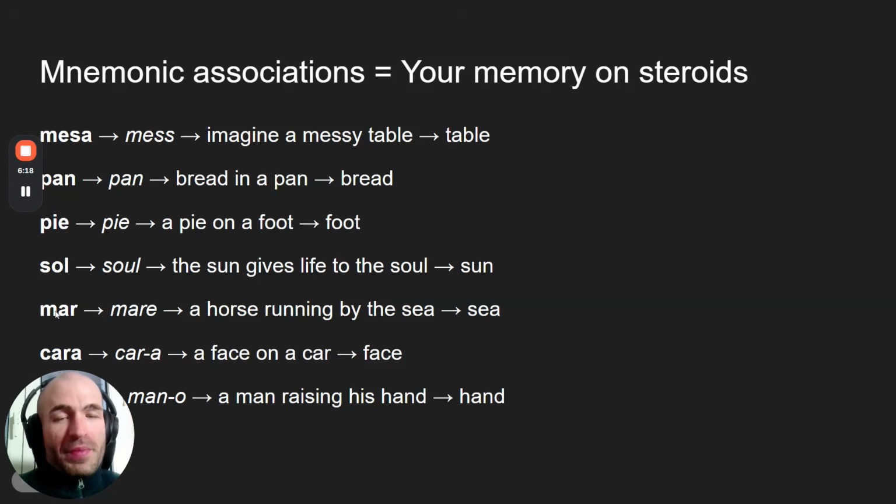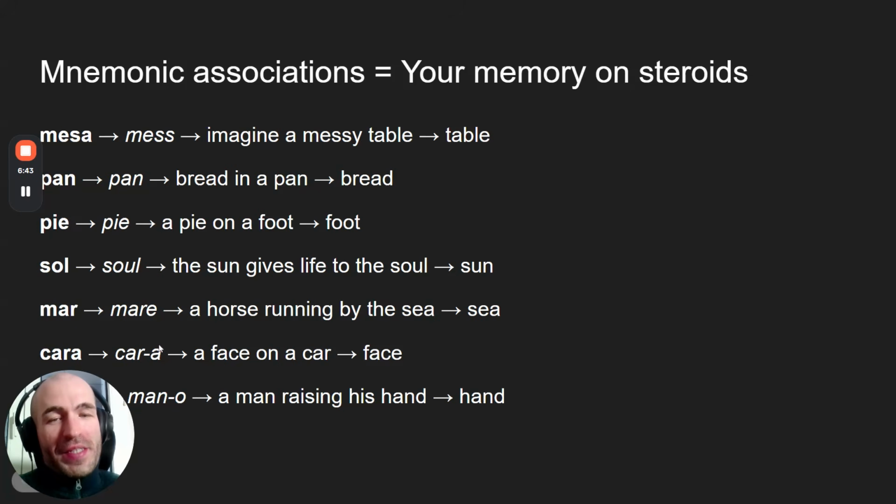Oh, sorry. Mar is sea in Spanish. Mer, horse, female horse. She's running. It can run on water like Jesus Christ. So that's also memorable, right?